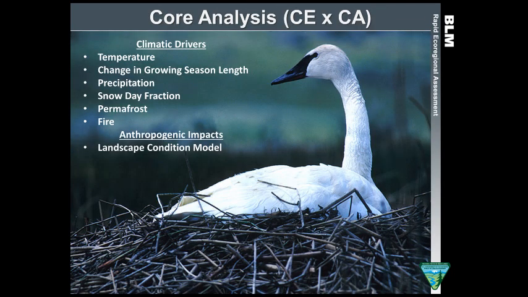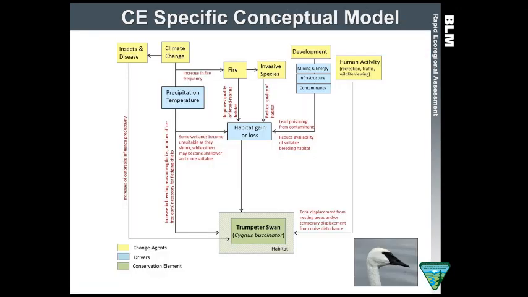Okay, so just to talk about core analysis real quickly, again, we showed some examples yesterday, but for each of the CEs, we overlaid their distribution with the climatic drivers: temperature, changing growing season, precipitation, permafrost and fire. And then for some of the species, such as moose and caribou, we also looked at snow day fraction to try to get a handle on icing events. And then we also overlaid the distribution with the landscape condition model to get a handle on anthropogenic impacts.